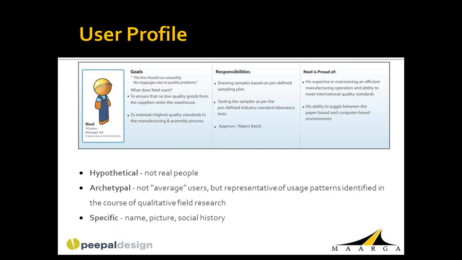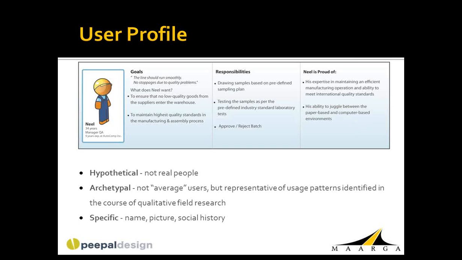Can we go on to the next? Right. So we want to make it specific. The reason we want to make it specific is to bring alive the user to the people who are involved in designing and developing the product. So give the person a name, a picture, a social history, so that he is flesh and bones in front of you, and you always refer to the person when you are taking any kind of decision on what stays in and what goes out.